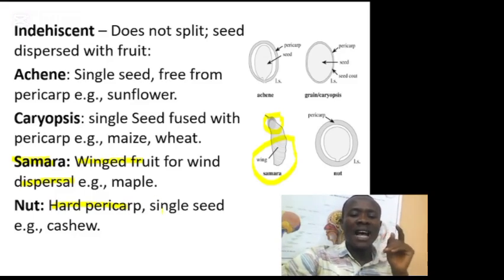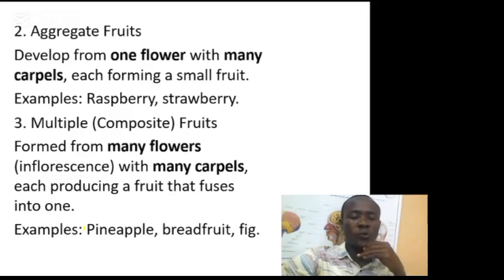And the nut, they are having a single seed. An example we have here is the cashew nut. We have aggregate fruit. So after simple fruit, we say we have aggregate fruit and we have multiple fruit. Now we have done everything about the simple fruit. Now we have to discuss the aggregate fruit.